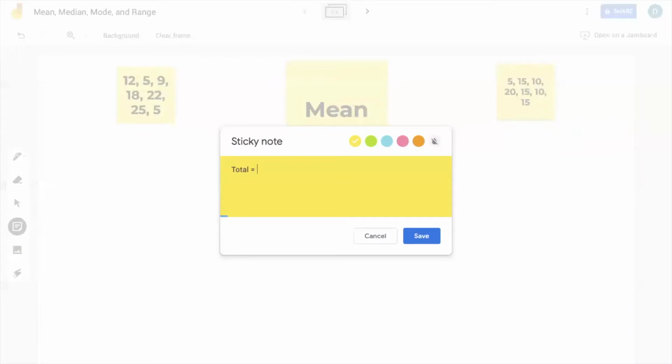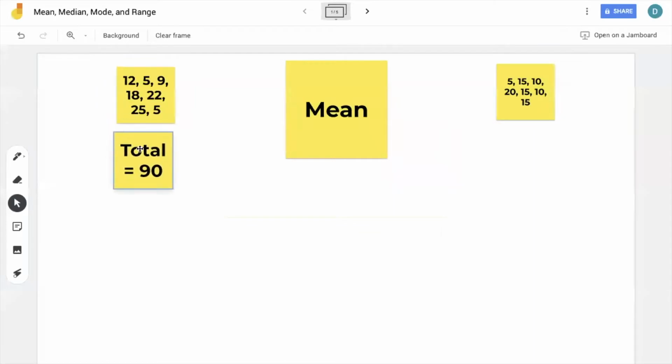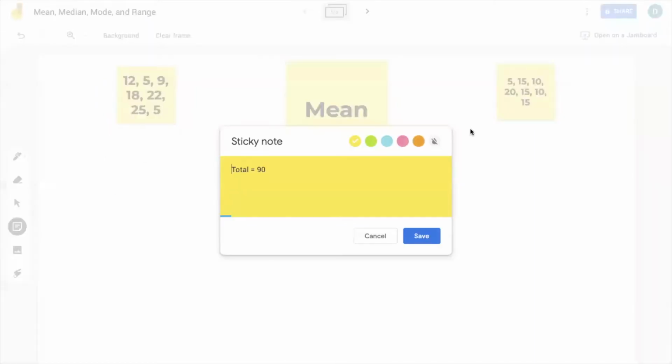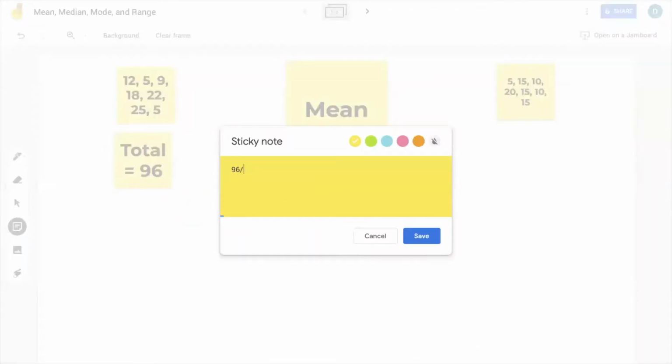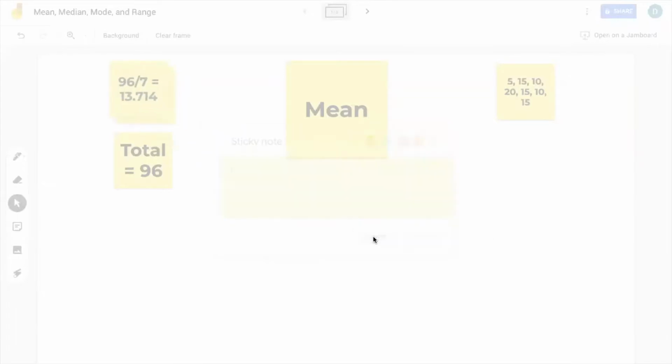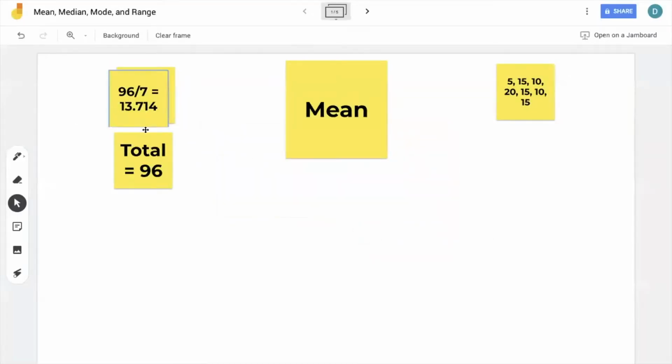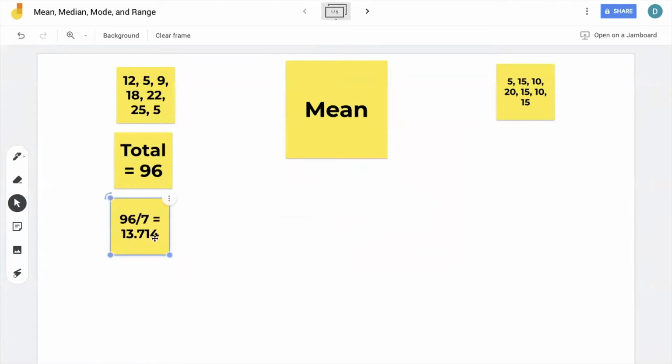If we add them all together, we'll say total equals 90. Oh, this is not 90, sorry, 96. Then we'll say 96 divided by 7 equals 13.714. I just rounded to 3 decimal places. It actually has many more, but for simplicity, I rounded to the 714 here. So this would be the mean of this data set.